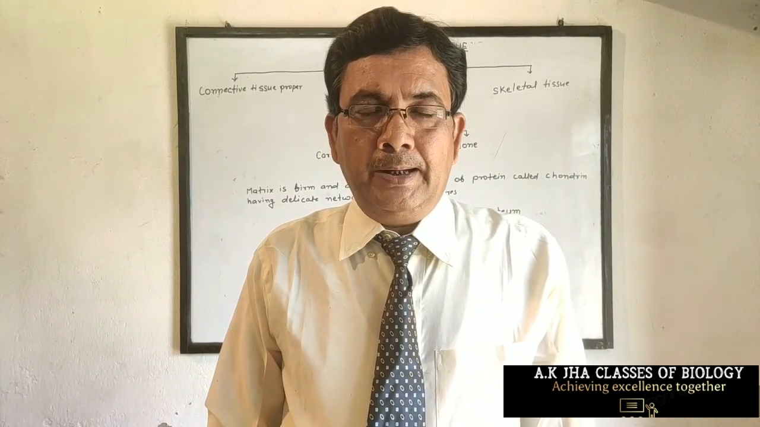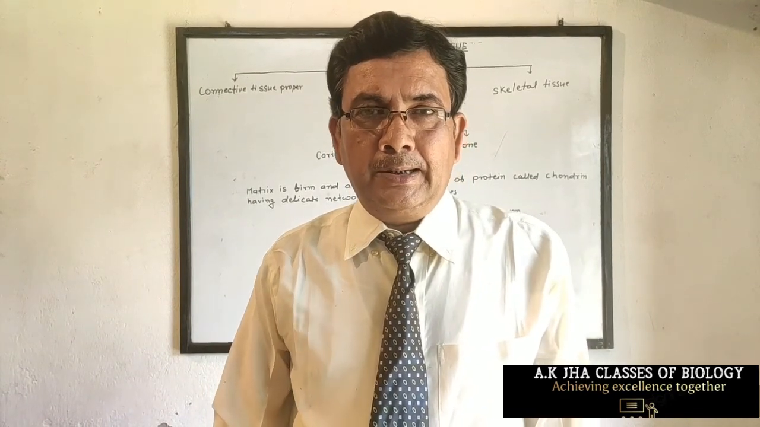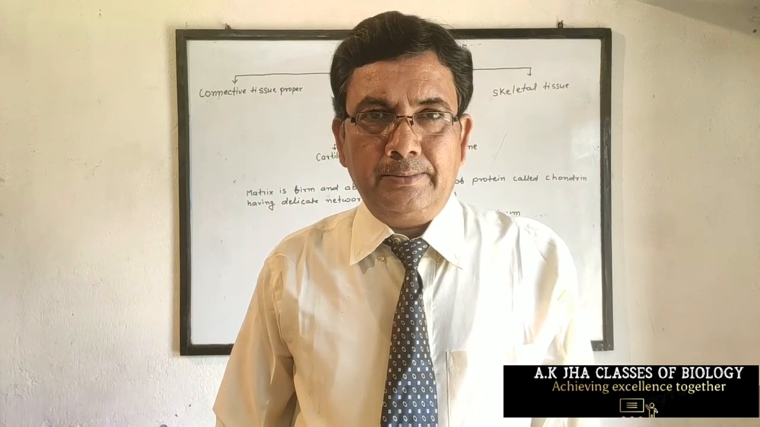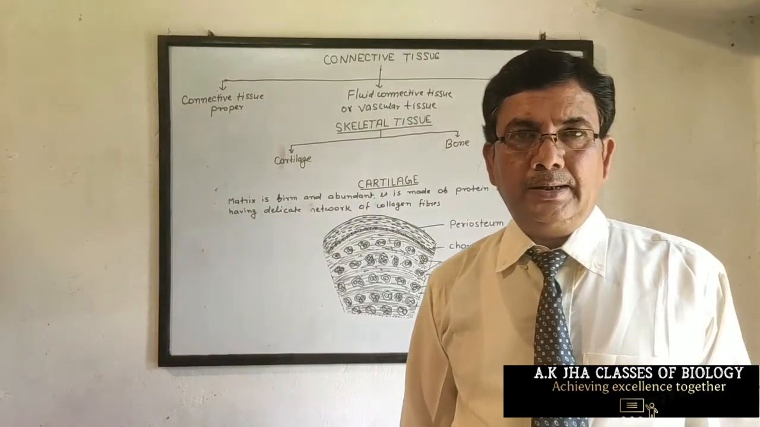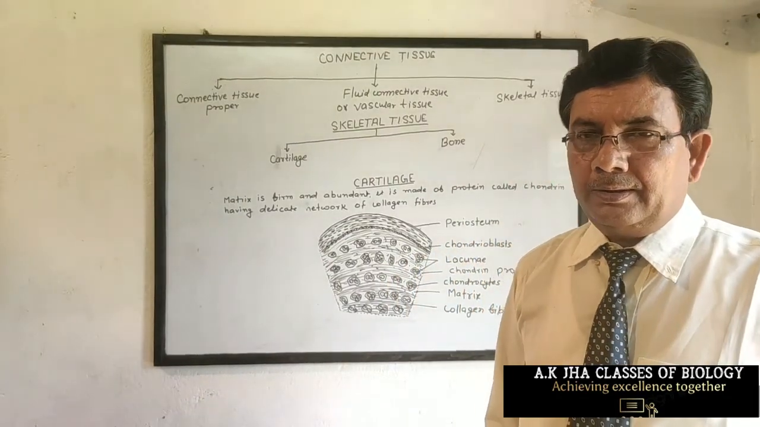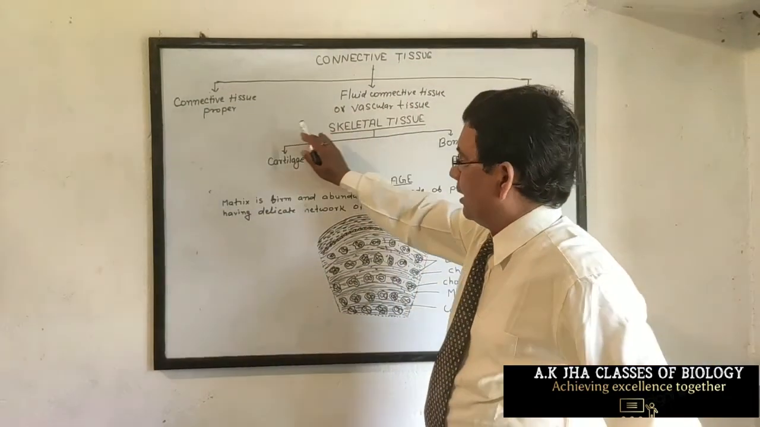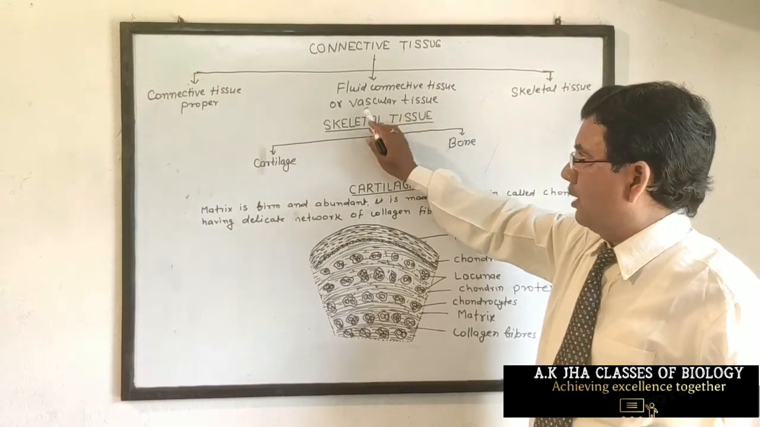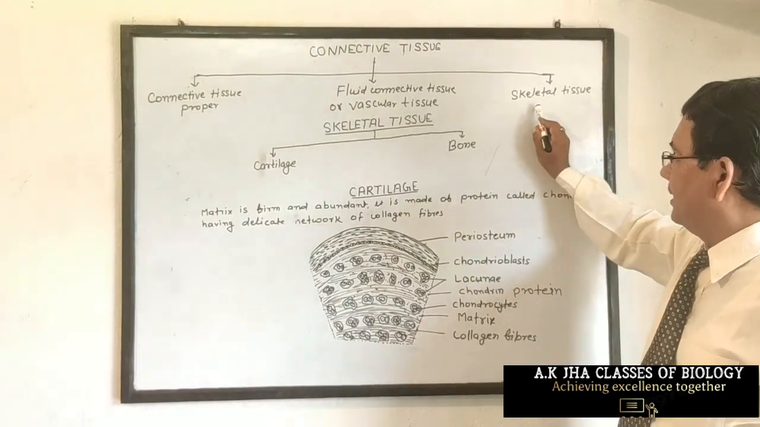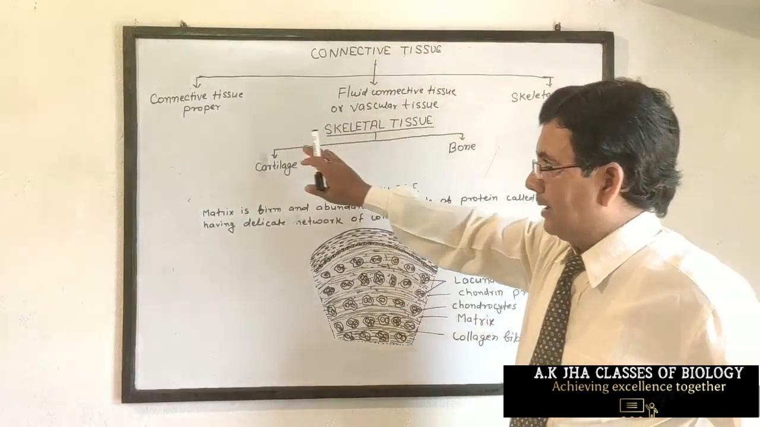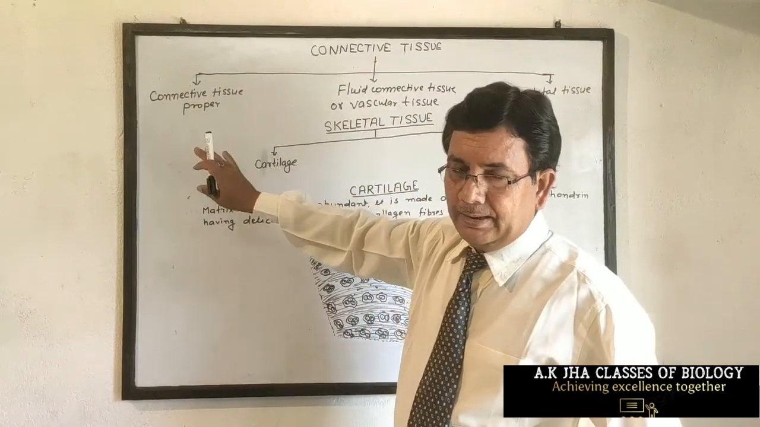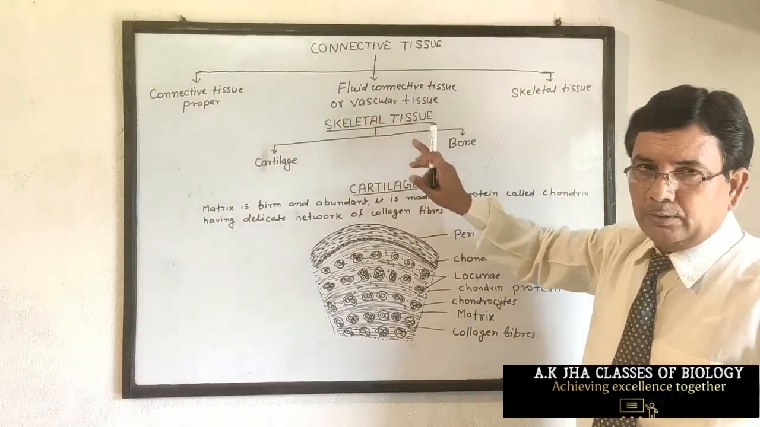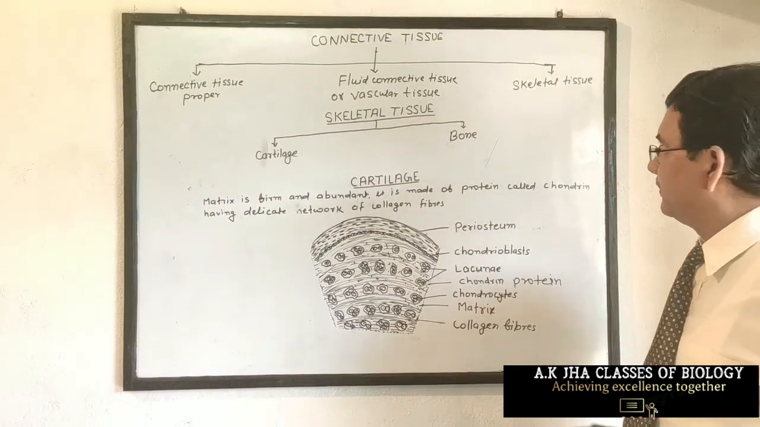Today I am going to explain the remaining portion of connective tissue, which is skeletal tissue, for class 9. As we already discussed in the previous video, connective tissue is of three types: connective tissue proper, fluid connective tissue or vascular tissue, and third is skeletal tissue. Connective tissue proper is already discussed. Fluid connective tissue or vascular tissue is also discussed in the previous video.